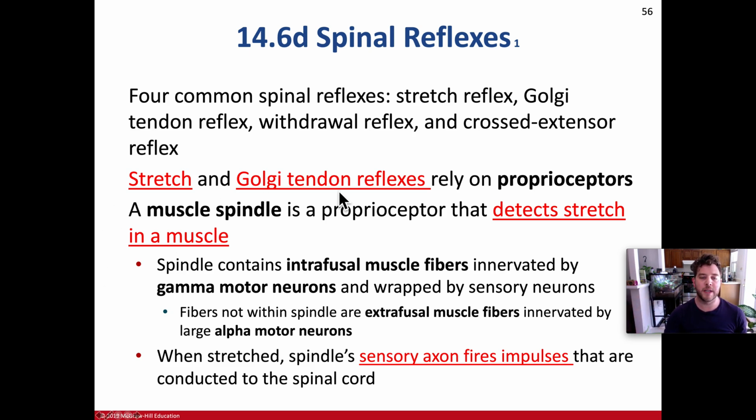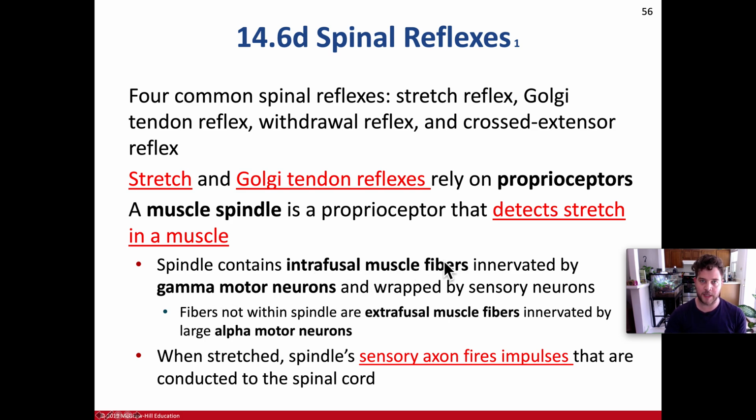There is a thing called a muscle spindle, which is a proprioceptor that detects stretch in a muscle. So within your muscle, here's my biceps, there are these things called muscle spindles that are helping to detect how much stretch is being put on this muscle at this point. The spindle contains what are called intrafusal muscle fibers that are innervated by gamma motor neurons and wrapped by sensory neurons.